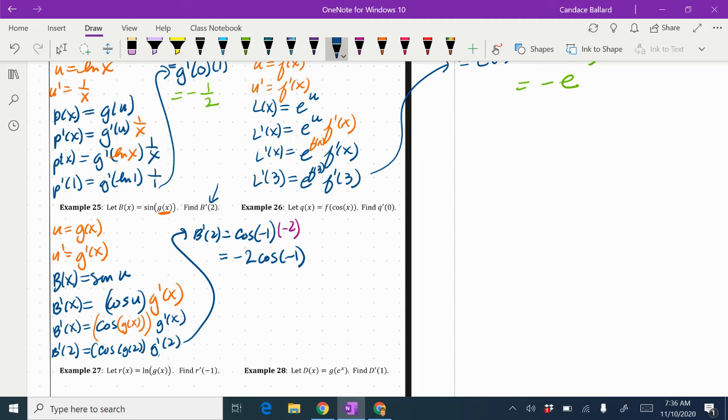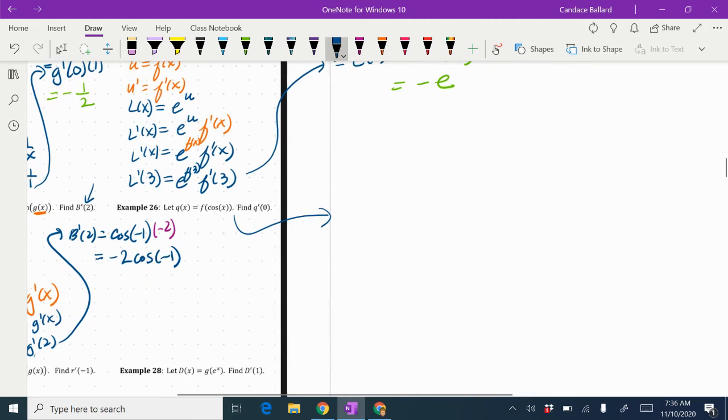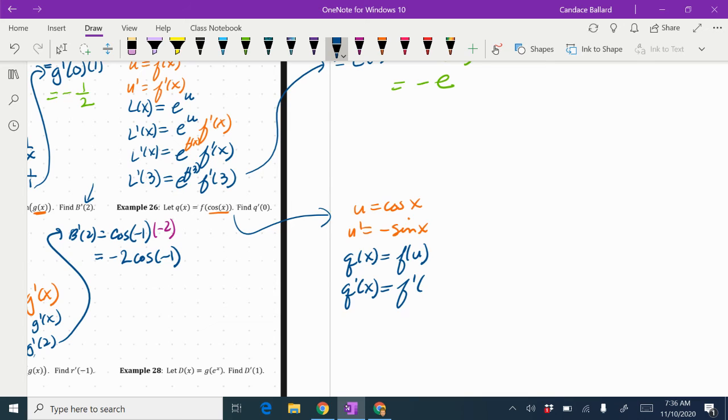All right, we're going to do one more in this video. We're going to do this example 26. I'm going to write my work off to the side here. So my u value is going to be cosine of x, which means that u prime is negative sine x. I'm going to rewrite my q of x function as f of u. I'm going to take its derivative, which would be f prime of u, and then I'm going to multiply that by the derivative of the inside function, which is negative sine x.